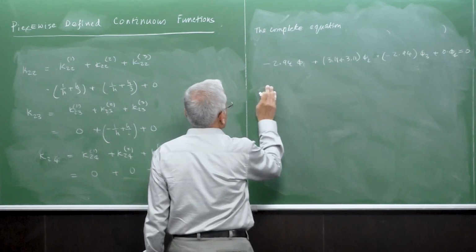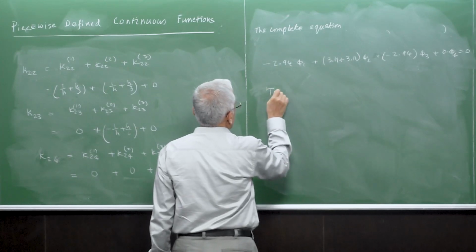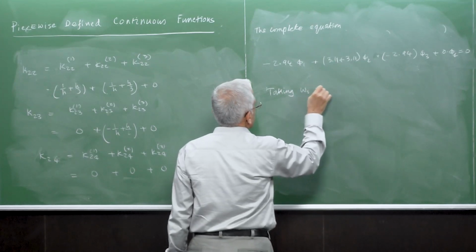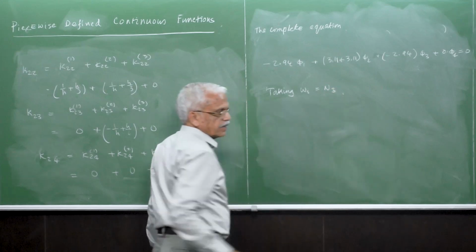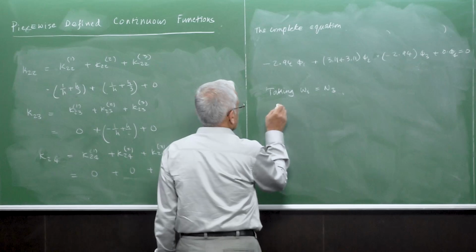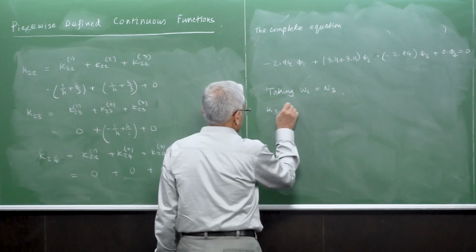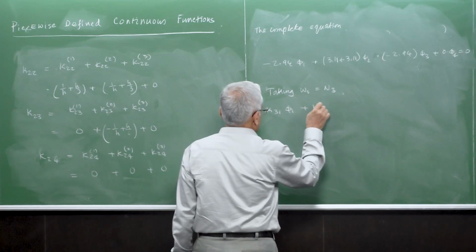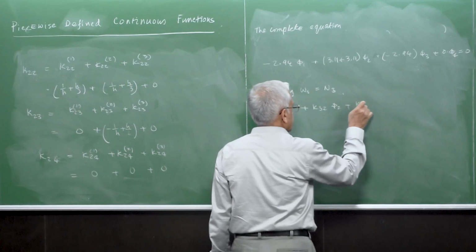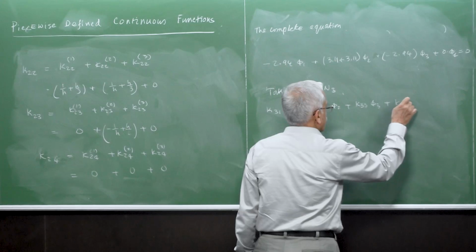Okay, so like this, one more equation. Taking one more equation, taking Wi equal to N3, right? This is the other equation which we need to get. So I'll just put it here: K31 phi 1, K32 phi 2, and K33 phi 3, K34 phi 4.